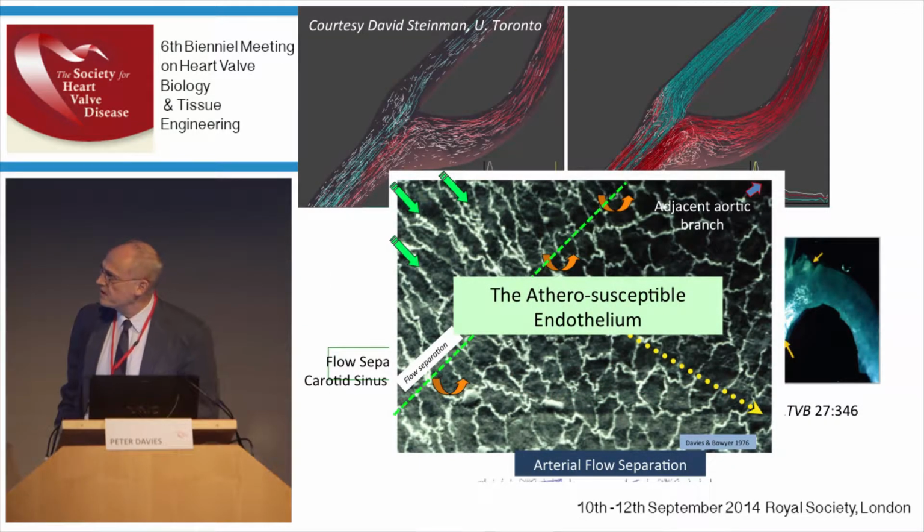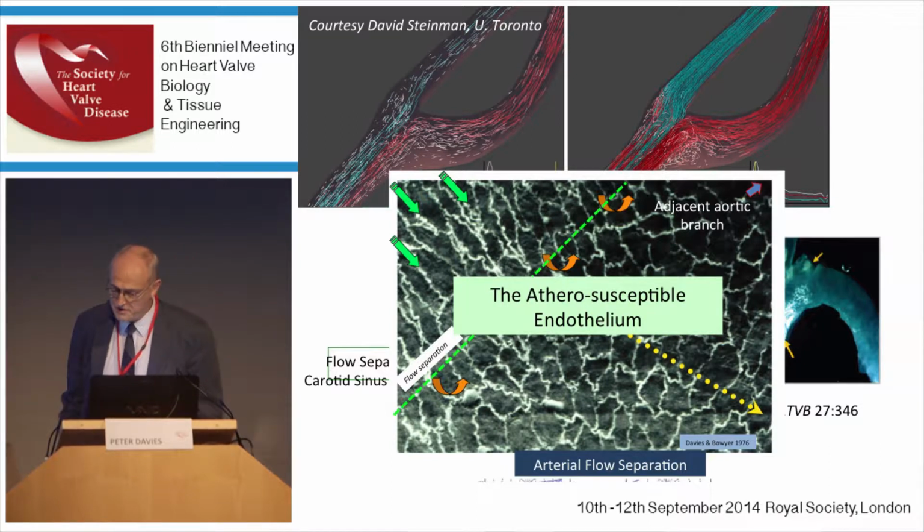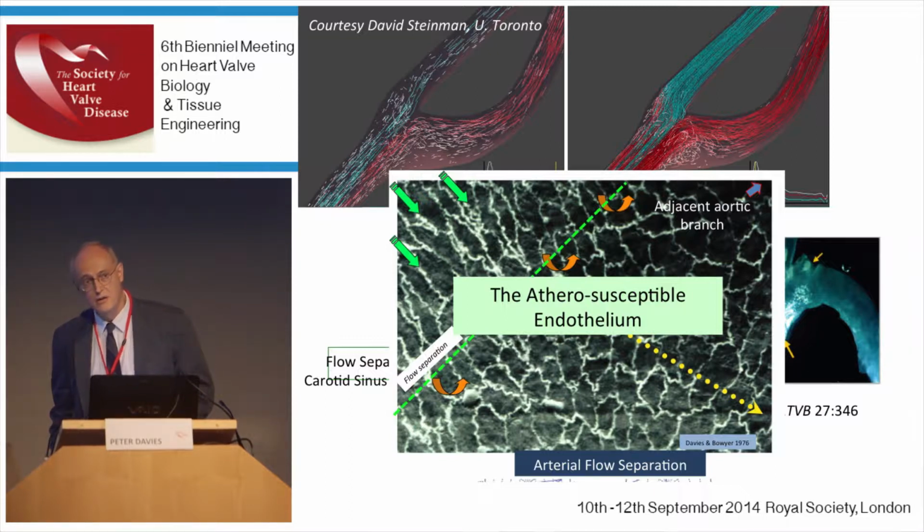So the carotid bifurcation is another classic example of atherogenesis, focality, and again you see from beautiful work from David Steinman the flow separation that occurs in the carotid sinus specifically just after peak systole, and this collapses with a lot of reversal, multi-directionality of flow, and again a predisposition to atherogenesis. And this atherosusceptibility occurs in the normal vessel. You can take a young animal and find it.